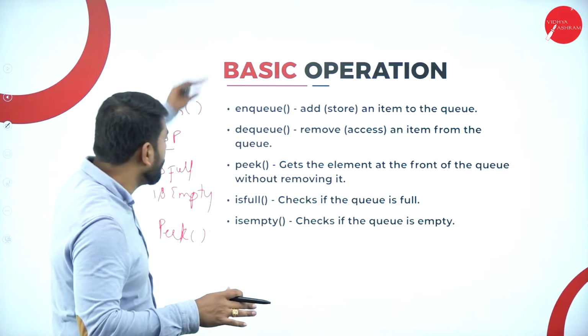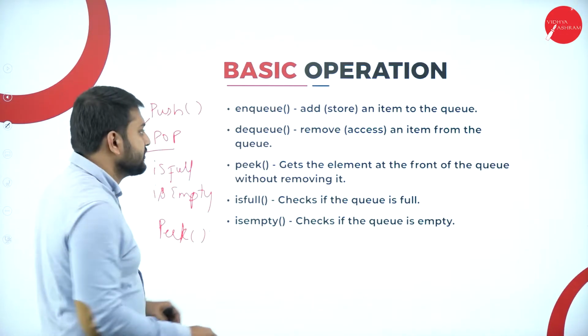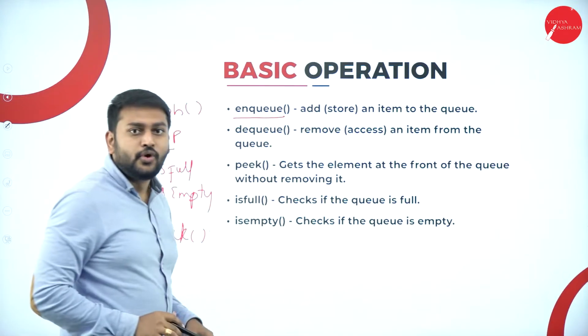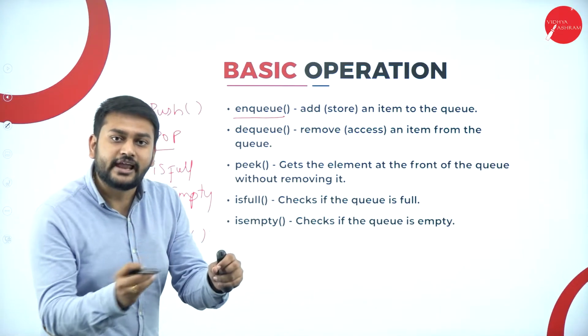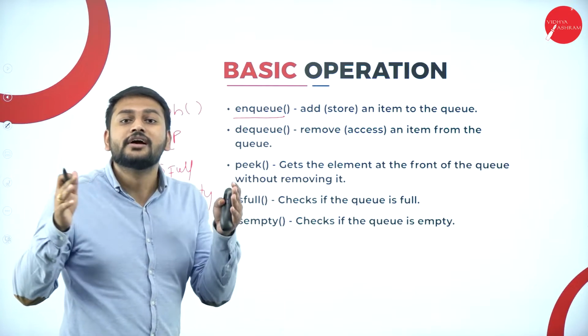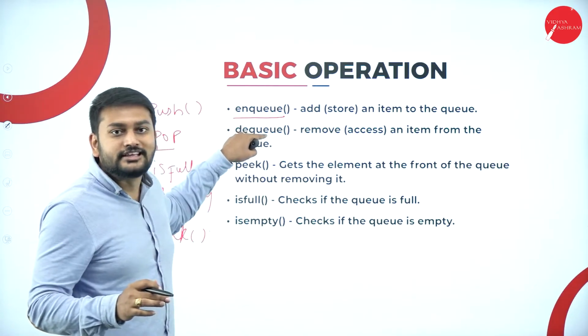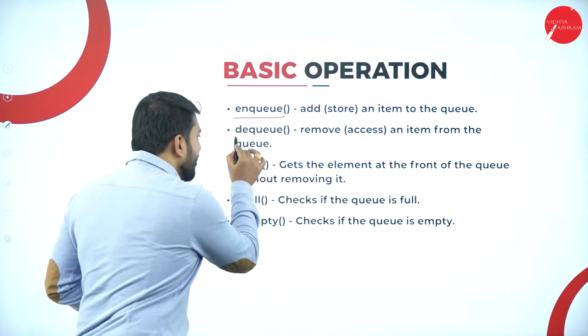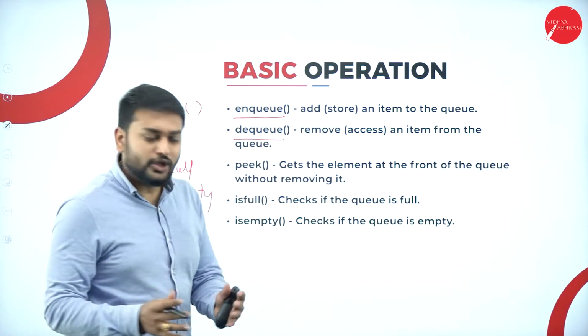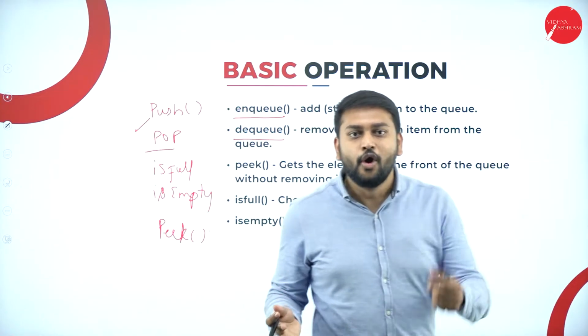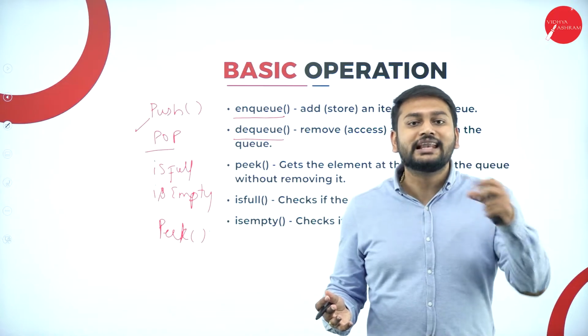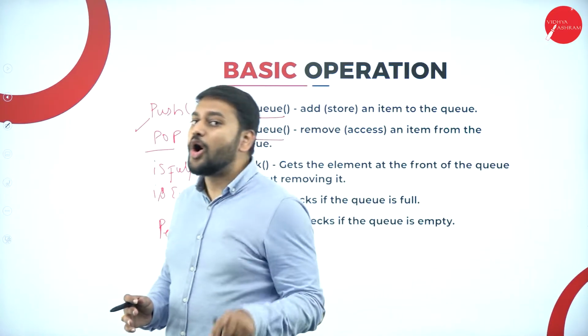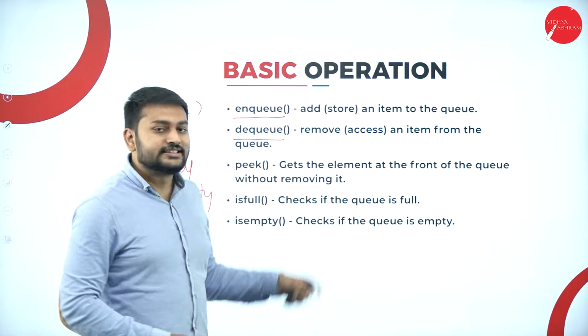In the same way, observe here, we have a function called enqueue. What is the meaning of enqueue? You are trying to insert an element into the queue. That is what we call enqueue. In the same way we have dequeue. What is the meaning of dequeue? Obviously, you would have guessed it by now. We are trying to remove or delete an element from the queue. That operation is what I will call dequeue.